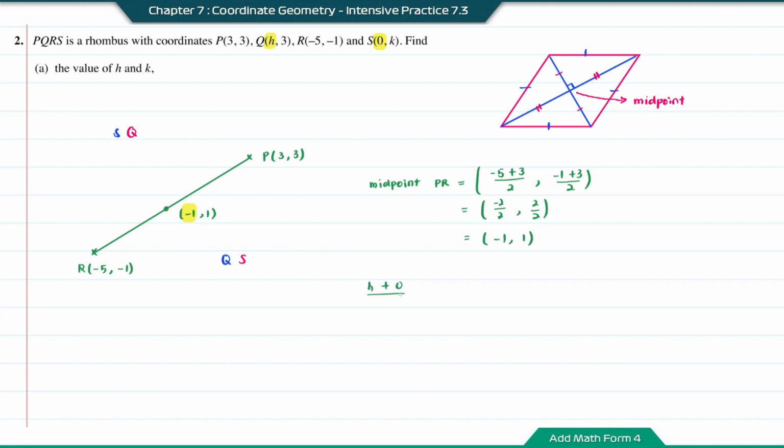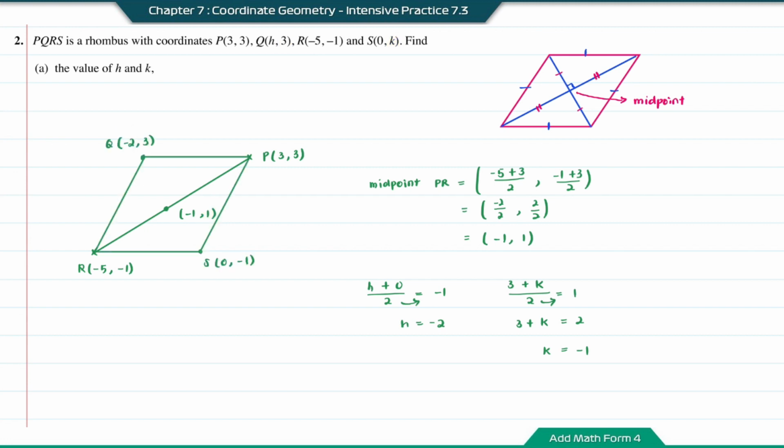H plus 0 divided by 2 is equal to -1. So H is equal to -1 times 2, which is equal to -2. And when we sum up the y coordinates of points Q and S and divide it by 2, it will give us the coordinate of 1. So here (3 plus k) divided by 2 is equal to 1. So 3 plus k is equal to 2. So k is equal to 2 minus 3, which is equal to -1. So this is what the rhombus PQRS looks like.